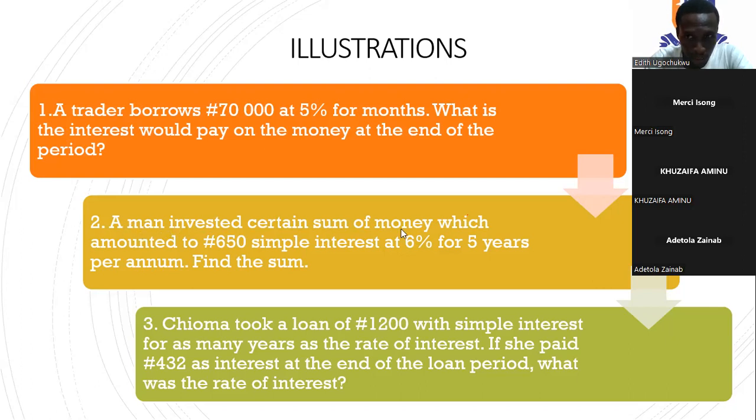Look at number 2. I'm still waiting for others to submit number 1. A man invested a certain sum of money which amounted to 650 naira. The sum of money the man invested is not known, so our principal is unknown. So how do we calculate it? To calculate your principal, that'll be A divided by 1 plus RT, which will give you your principal. Let's do that first.